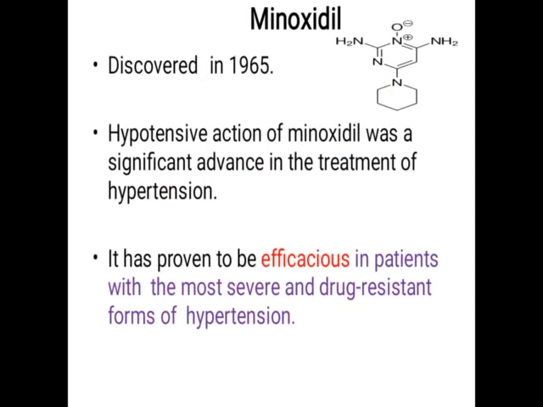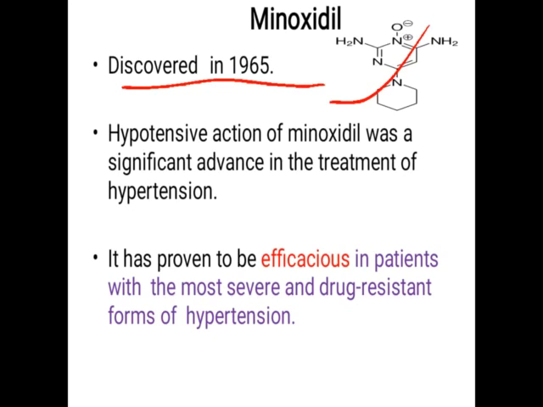Now the second drug, that is minoxidil, the potassium channel agonist. The drug minoxidil was discovered in 1965. This is the structure of minoxidil. Actually minoxidil is useful in the treatment of hair loss. Generally minoxidil is given to the patient to grow hair on the bald areas.